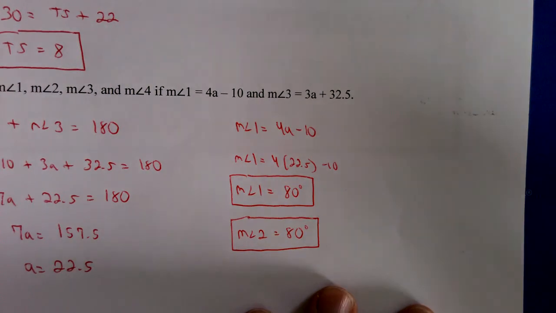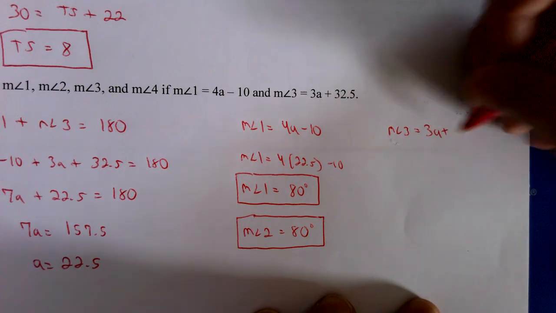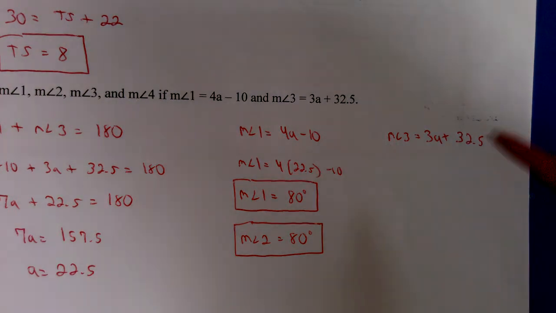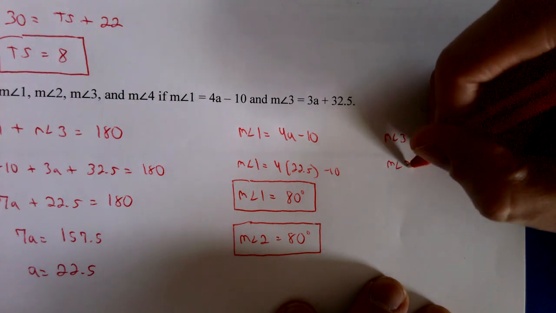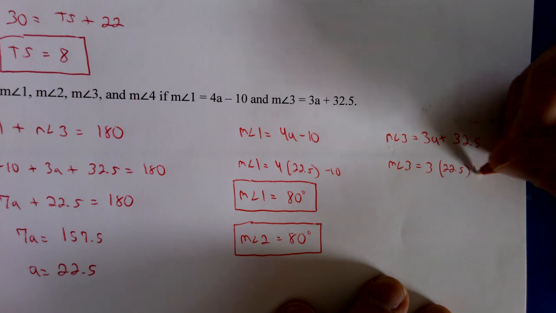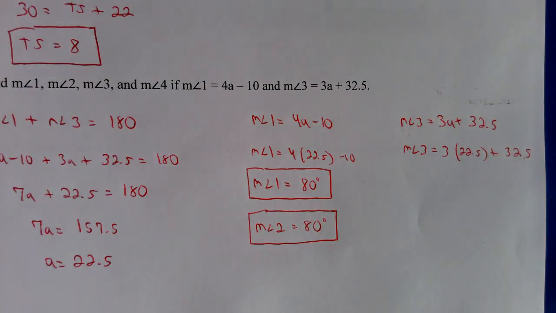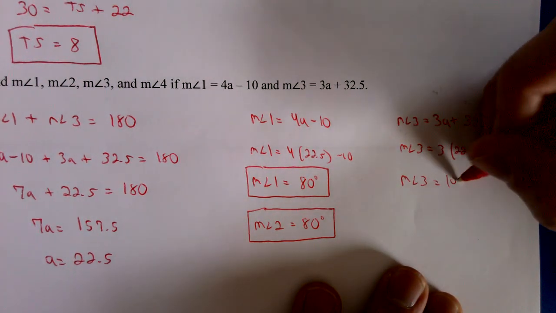And now let's do the measure of angle 3. The measure of angle 3 equals 3a plus 32.5. We should know it's 100 because they have to add to 180, but let's just do it out anyway to be sure. The measure of angle 3 equals 3 times 22.5 plus 32.5. 3 times 22.5 is 67.5, plus 32.5 does actually equal 100, just like we suspected. So the measure of angle 3 equals 100 degrees.